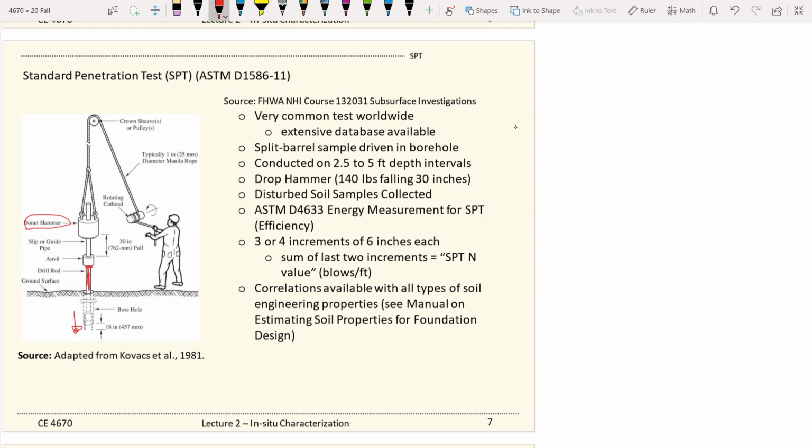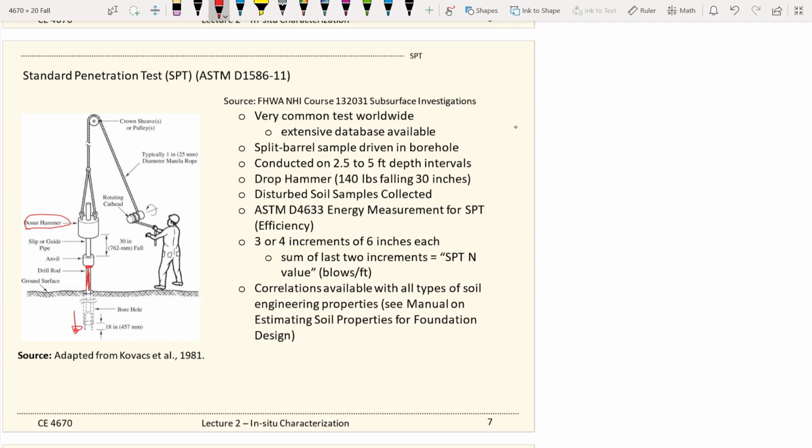It is a very common test worldwide. This is the very first field testing that we used in geotechnical engineering, so there is an extensive database available worldwide. Particularly in the United States, it has historically been a very popular field test. It also allows you to use the split barrel sampling technique to collect soil samples. So you're not just pushing a rod into the ground, you're pushing a sampler into the ground, and when you retrieve the sampler, you can take out the soil samples.